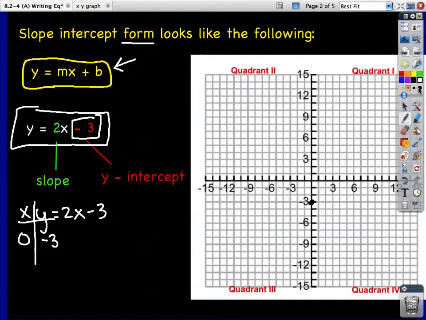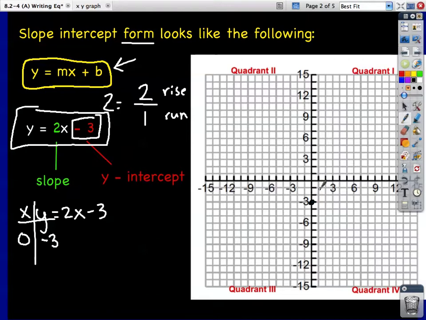Then from that point, we don't really necessarily have to do any more points in our function table. I'm kind of showing you a new way to graph now. You can simply use the slope. Remember, the slope means rise over run, and if our slope is 2, we can write it as a fraction: 2 equals 2 over 1. So our rise is 2, and our run is 1. So I can use that information to go from the y-intercept and make another point.